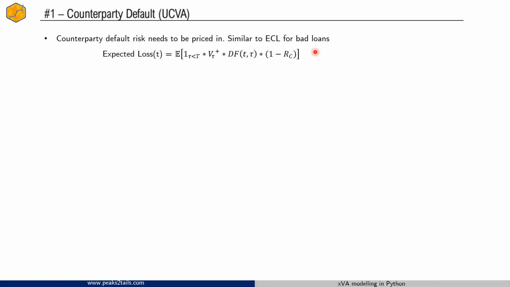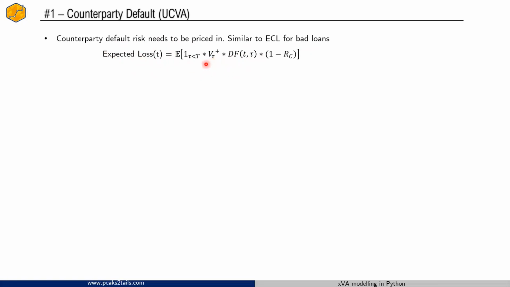Do a valuation adjustment based on the counterparty's default risk. That's CVA. CVA stands for credit value adjustment. This version that we are going to discuss right now is actually called UCVA, which stands for unilateral credit value adjustment, for good reason that I will explain a little later. Okay, so let's understand. So we said that counterparty default risk needs to be priced in, similar to ECL for bad loans. Now this is the definition of expected loss. So it's very simple actually. Don't get intimidated by the notations. It's very simple.